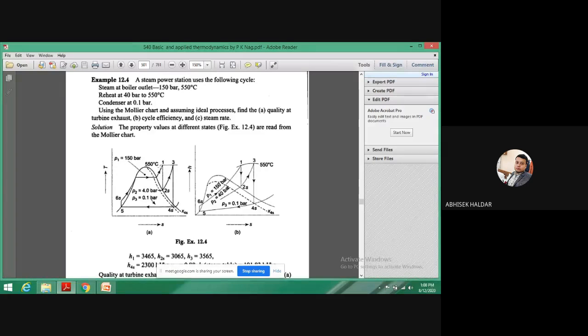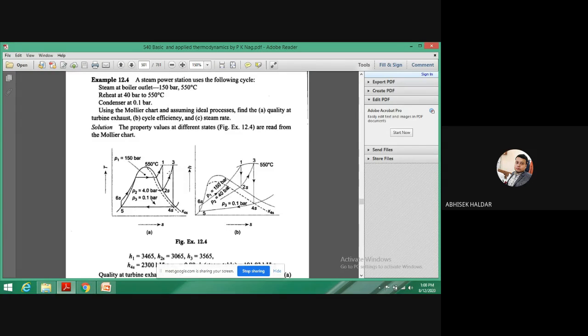So 1 to 2s is the expansion process in the high pressure turbine. Very simple. It will not go inside the vapor dome; it will deal with only superheated vapor. Now from 2s the whole steam is extracted from the high pressure turbine and fed to the reheater, which is connected to the furnace. So 2s to 3 is the reheating process, right?